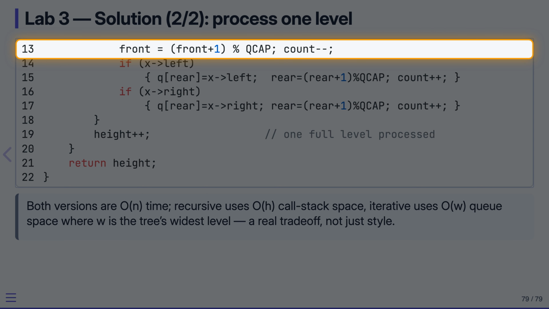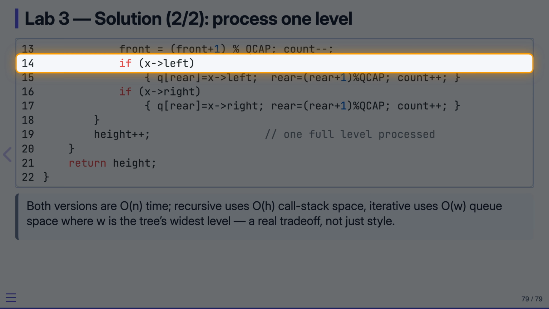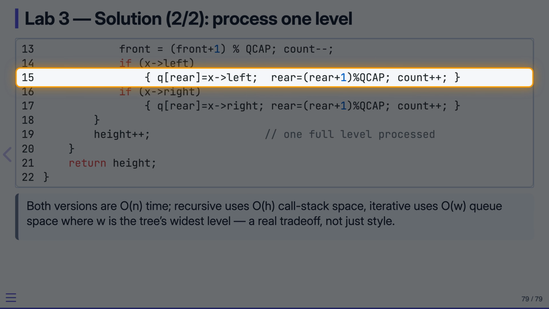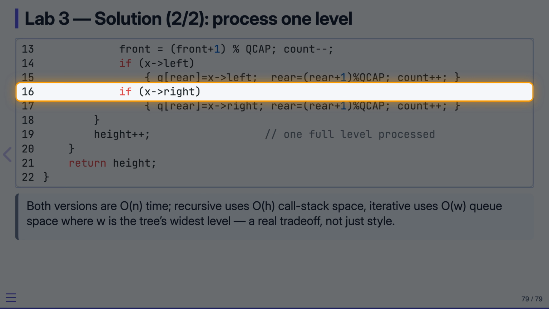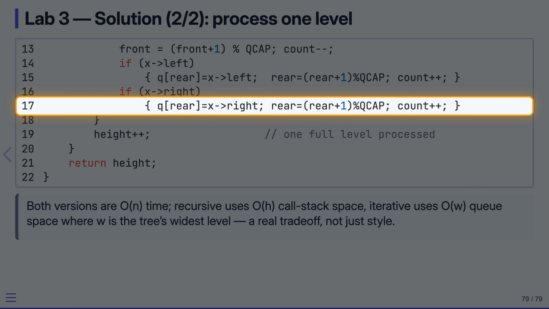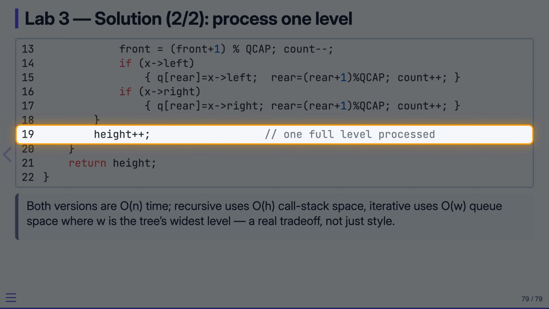Inside the inner loop, we dequeue. Move front forward with a mod and take one off count. If that node has a left child, we enqueue it. Those children belong to the next level down, not this one. And if it has a right child, we enqueue that one too. After the inner loop finishes one full level, we add one to height. One round equals one level. That is the whole idea.